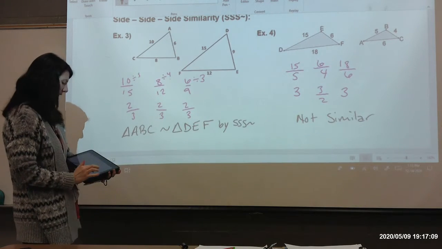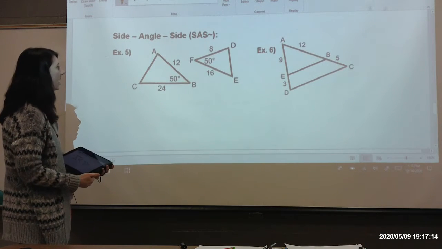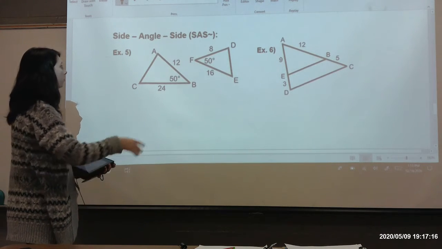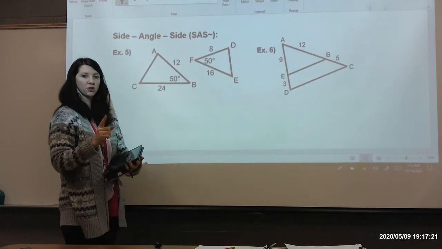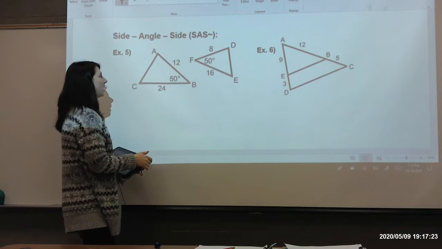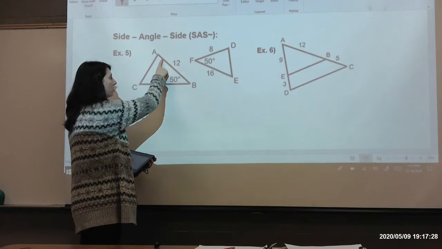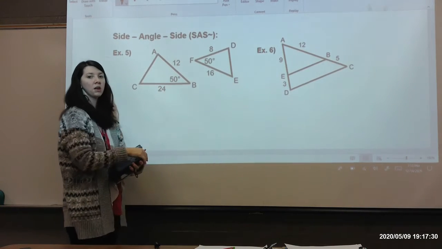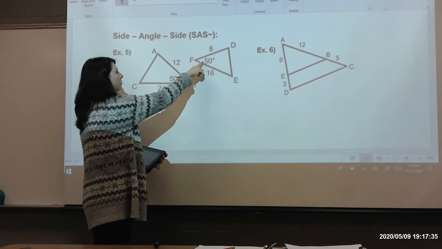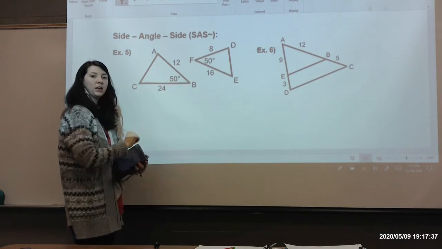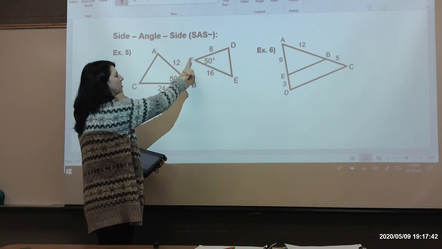Okay? And our last 2 examples here. We've got side angle side, and we have example 5 and example 6. So let's look at this one. Let's first check to make sure it is side angle side. In order for it to be side angle side, our angle has to be directly between our 2 sides. So where our 2 sides meet is the angle that we have information on. Okay, so it looks like we do have side angle side. Our angles are already congruent. It says 50 degrees and 50 degrees. So we just need to check to see if our sides are proportional.